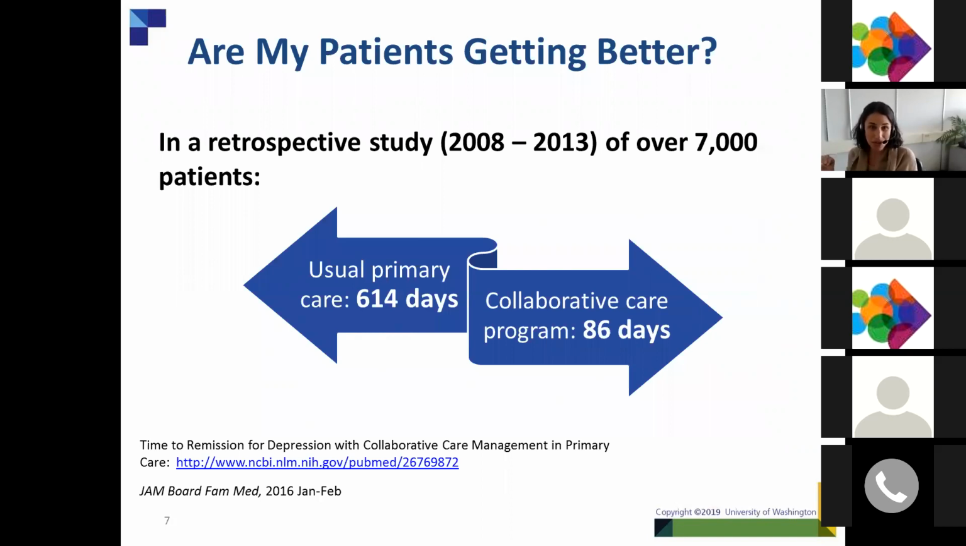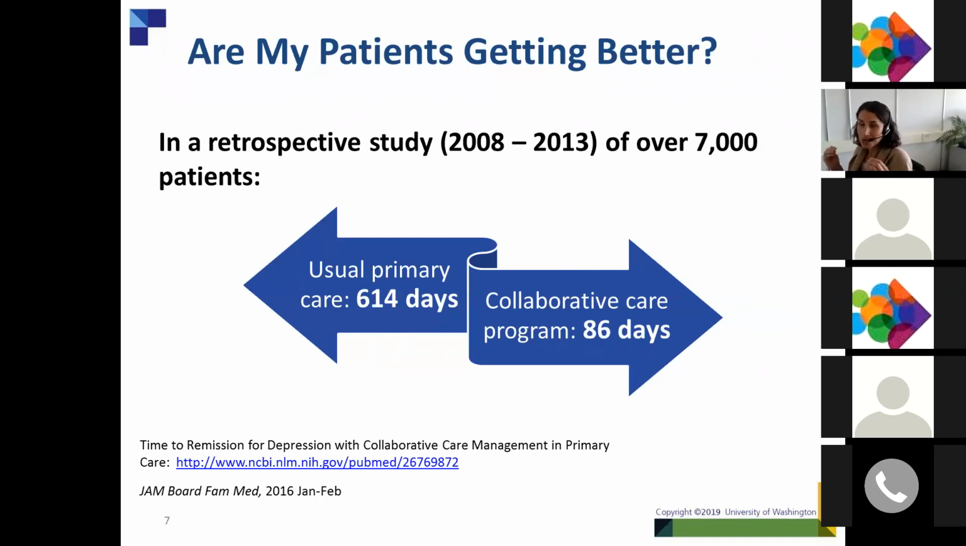In a collaborative care program, which uses treat to target principles, uses psychiatric consultation, and embeds a behavioral health provider, time to remission was 86 days compared to usual primary care, which was 614 days. So this work that all of you are embarking on is really about getting patients better, and it's using something like a PHQ-9 to help drive treatment to target and to help know if patients are getting better or not, which we're going to talk a lot about today.